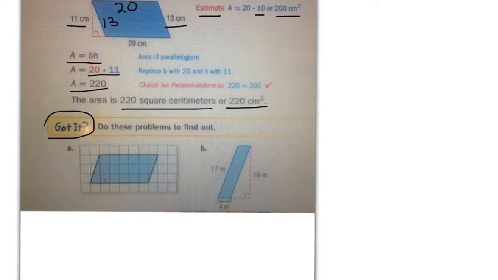Let's do a couple of practice problems. I'd like you to press pause and try to calculate the area of these two parallelograms, and then come back to check your answers.